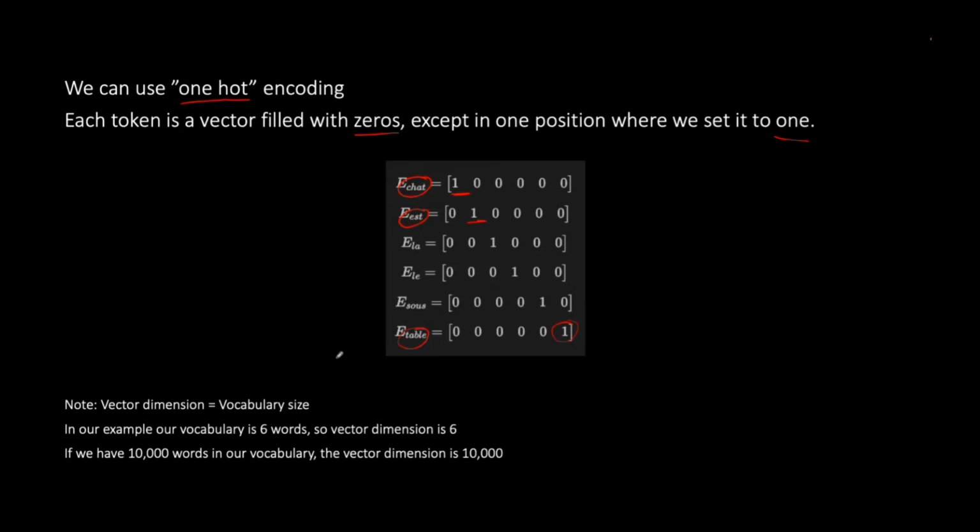So the vector dimension is the same as the vocabulary size. In our example, we have 6 words in our vocabulary, so the vector dimension is 6. In a more realistic example, when you have maybe 10,000 words in your vocabulary, then the dimension of this vector is going to be 10,000. We were able to transform words which were strings into vectors that are more suitable for machine learning.